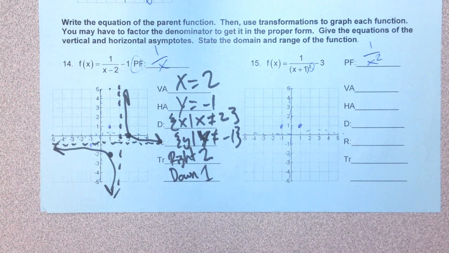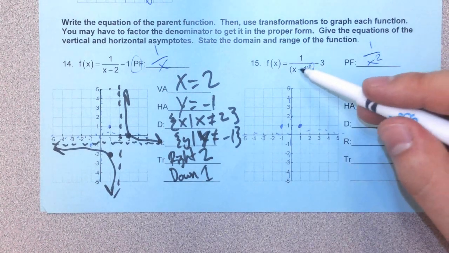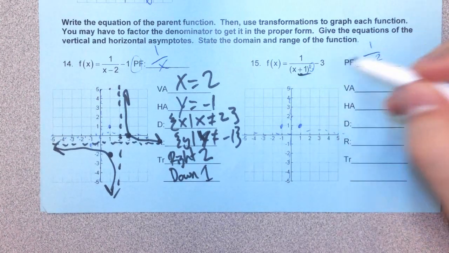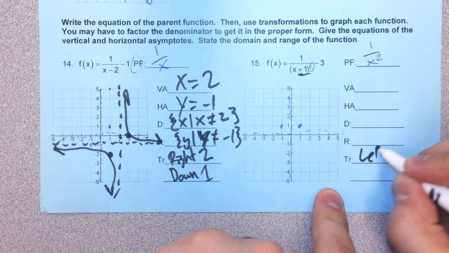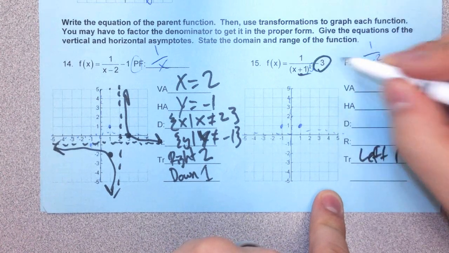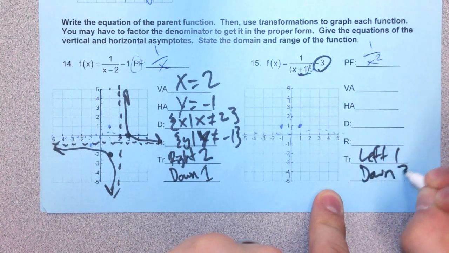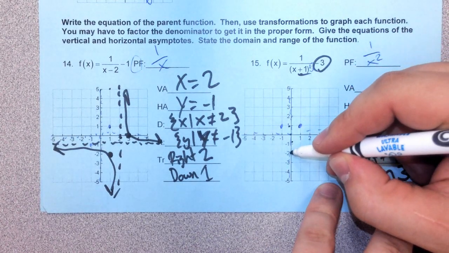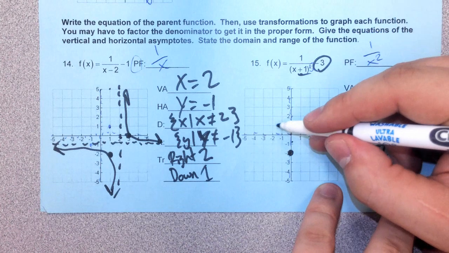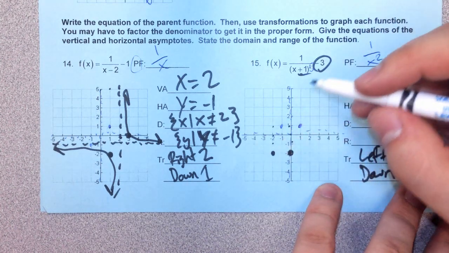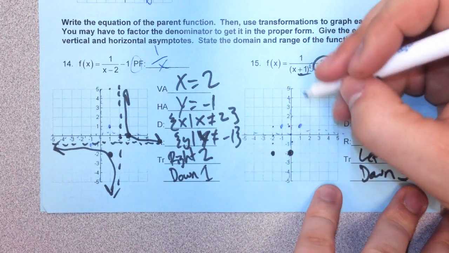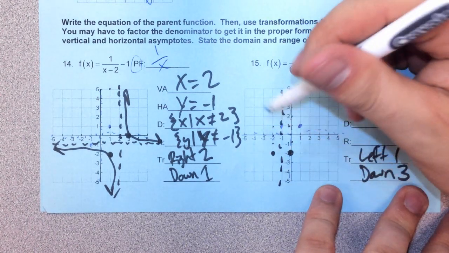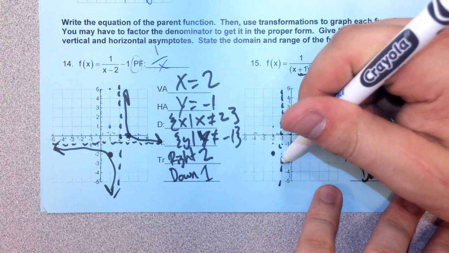All right. Same kind of deal can happen with this one. We're just going to take these transformations. That's going to be opposite signs. So we're going to go left 1. Then we got the -3 out here. So we're going to go down 3. All right. So we'll take our points. We'll go left 1, down 3. Left 1, down 3. And then even those asymptotes move over too. So this goes left 1. So now it's there. Down 3. This one's going to go 1, 2, 3.